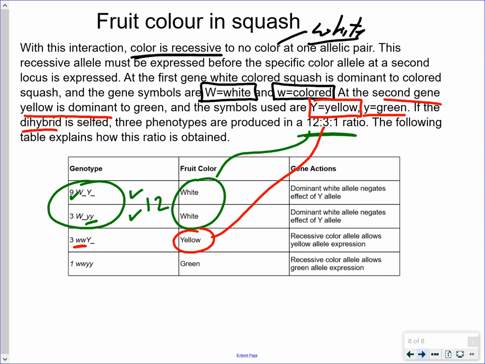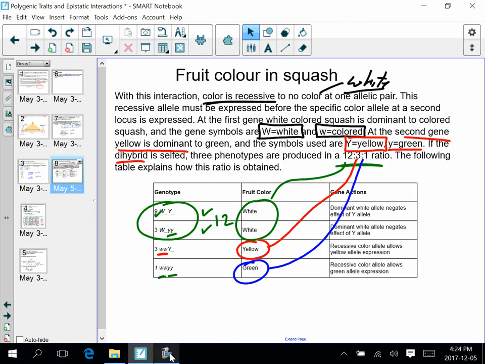And the final one that we get here, in order to get the green, it's only 1 out of the 16 squares in the Punnett square, because you have to have homozygous recessive for both of these. So you cannot have the instructions for the yellow coloration, and you also cannot have a capital W, which is for the white. So the only way that you're going to get the green here is if it is homozygous recessive for both, and that is only going to be one of the squares out of the 16 different possibilities.